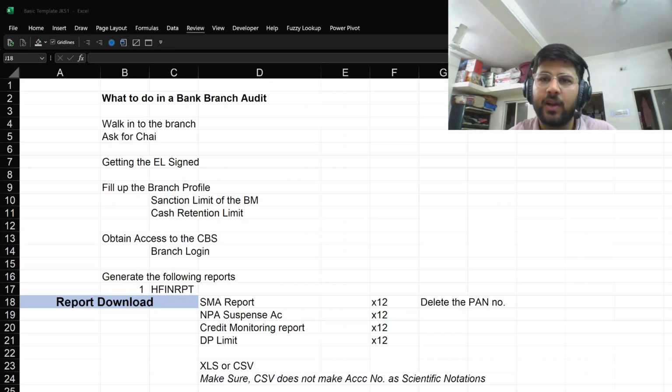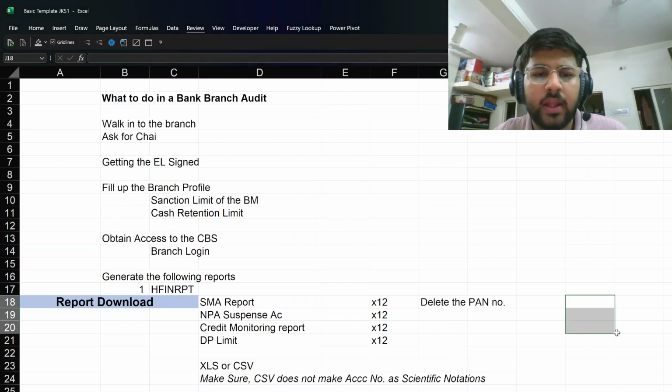So in this way, you can identify which accounts are falling into SMA constantly. Using your NPA suspense report, you can identify in which accounts there has been recovery or which accounts have dipped down to NPA. Using the credit monitoring report, you can get how much amount is outstanding as on a particular date. Using the DP limit report for the whole 12 months, you can assess what is the DP in Finacle or in the CBS for every month, if you're auditing a cash credit account or an OD account.